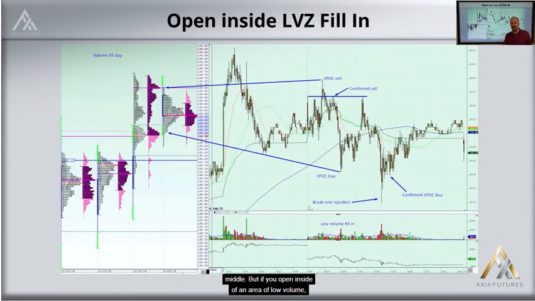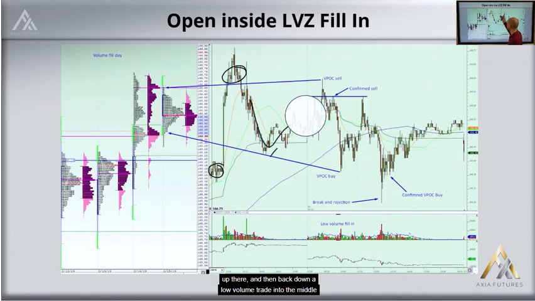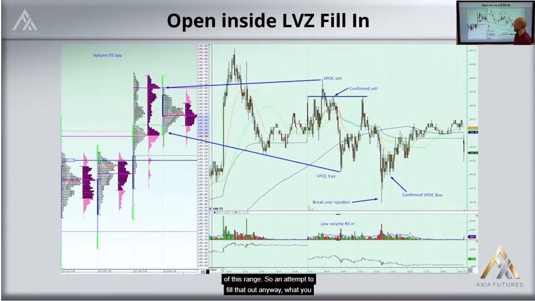But if you open inside of an area of low volume, illustrated here, and I've purposely not picked an absolutely perfect cave, as I would call it, to illustrate that if you open up in the middle, and again, an area where it's not clear where value is, you've had what was a VPOC, then becomes a VPOC at much higher prices. So essentially, you have a VPOC here, followed by a VPOC here, with fast trade up there, and then back down, a low volume trade into the middle of this range. So an attempt to fill that out anyway.